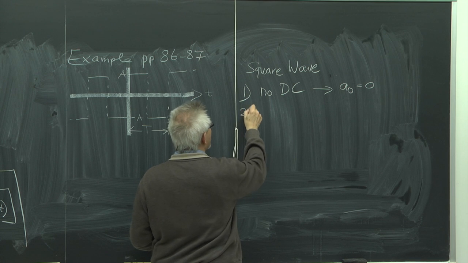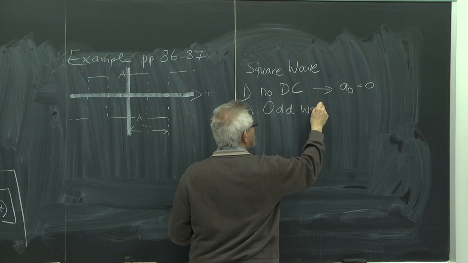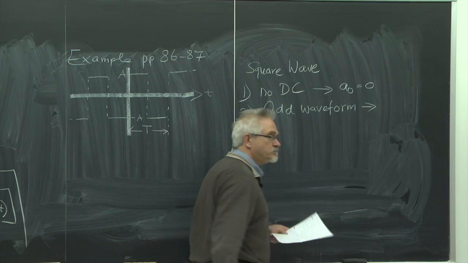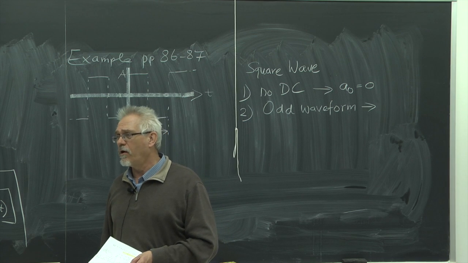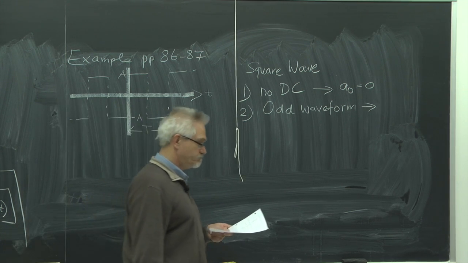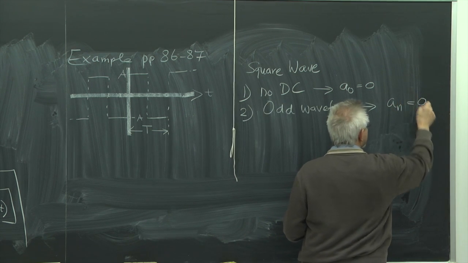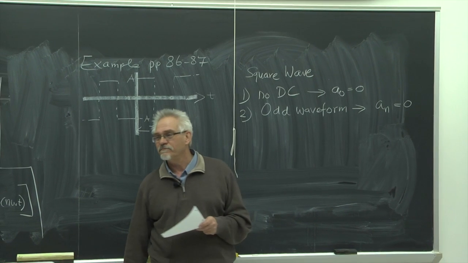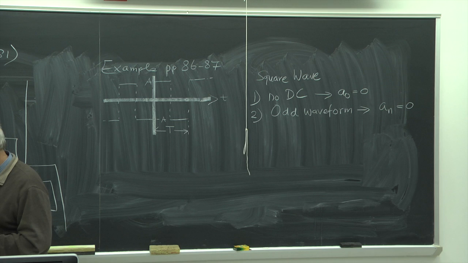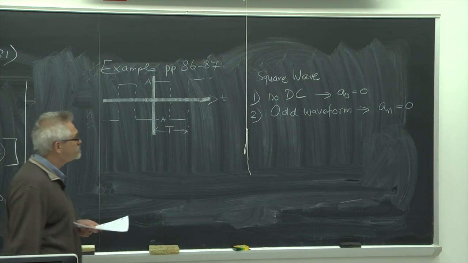The second thing that I can see is that this is an odd waveform. Well, if this is an odd waveform, I don't need cosine terms. So that means that all my An are 0. You see, by just looking at it, you can already get rid of a lot of things you don't need to do.